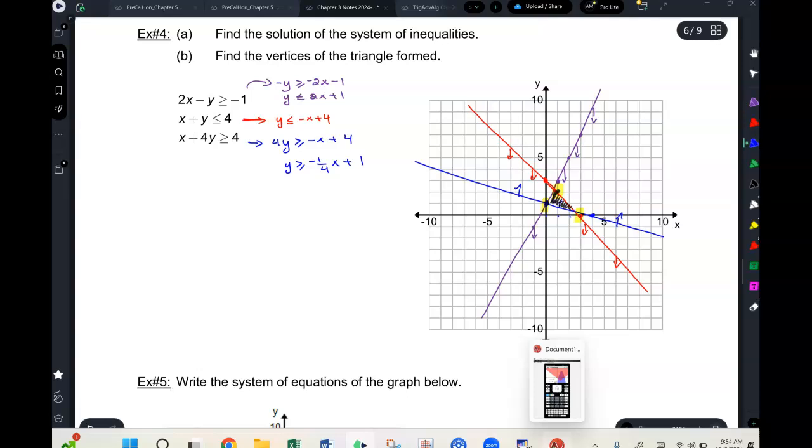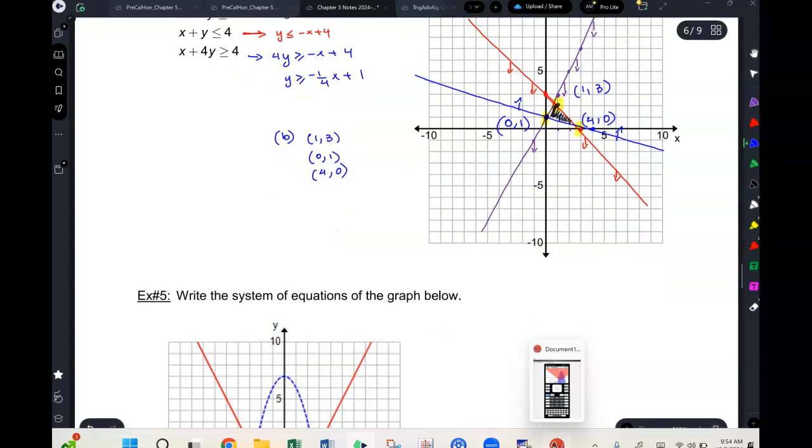So where are the vertices here? We have one at 1, 3. We have one at 4, 0. And we have one at 0, 1. All right? So there's A and B here. A is the solution of the system, which we shaded. And then the answer to part B is the vertices. Okay?